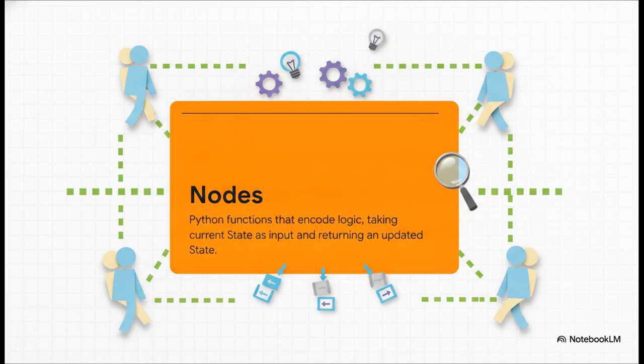Next up, we have nodes. These act kind of like the workers or the pit stops on our map. They're the actual Python functions that execute your agent's core logic. So, a node takes that current state we just talked about as its input, performs some heavy lifting, like calling a large language model, and then hands an updated state right back into the system.